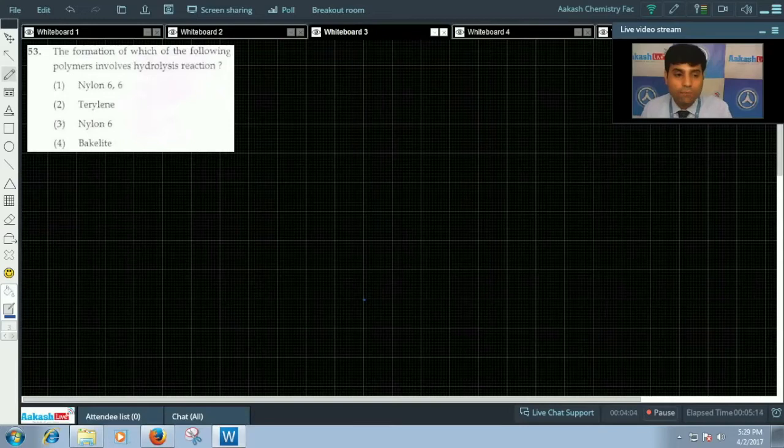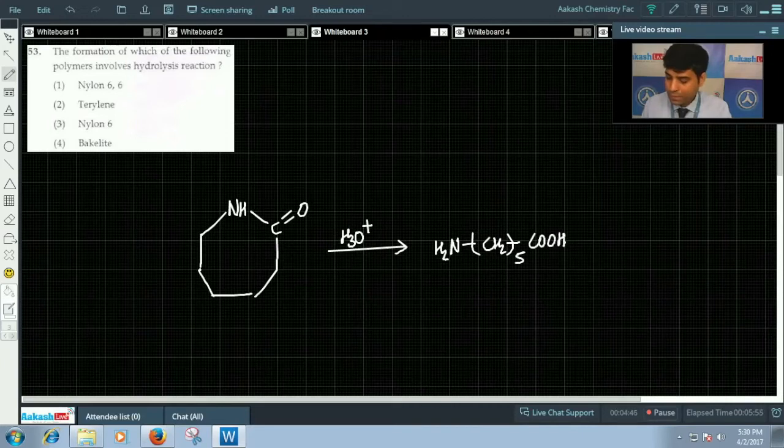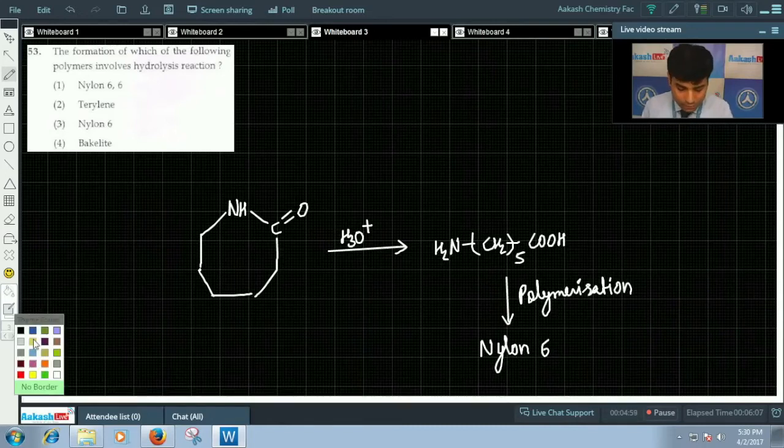Now, let's move to question number 53, which says the formation of which of the following polymers involves hydrolysis reaction. The options are nylon 6,6, terylene, nylon 6 and bakelite. If I consider nylon 6, nylon 6 is made up of caprolactam. So I can see 1, 2, 3, 4, 5, 6 carbons are there in caprolactam. When it is hydrolyzed, it gives us amino caproic acid. This amino caproic acid on polymerization gives you nylon 6. Hence, nylon 6 involves hydrolysis reaction for polymerization.